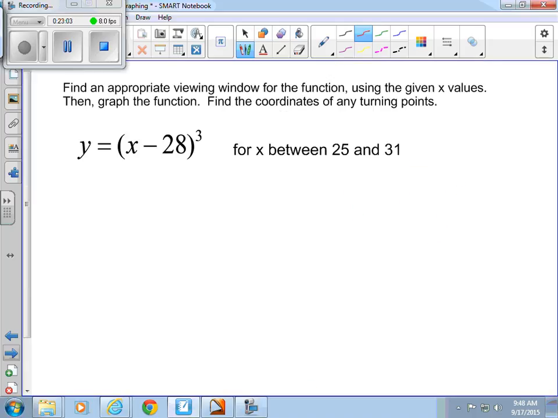Okay. Find an appropriate viewing window. So this is actually answering your question. Find an appropriate viewing window for this function using the given x values. Then graph the function. Find the coordinates of any turning points. So I want to graph this thing between 25 and 31. They're giving me the x values, which is nice. They're telling me I want my x-min to be 25 and my x-max to be 31. So type in x minus 28 cubed in your y equals.